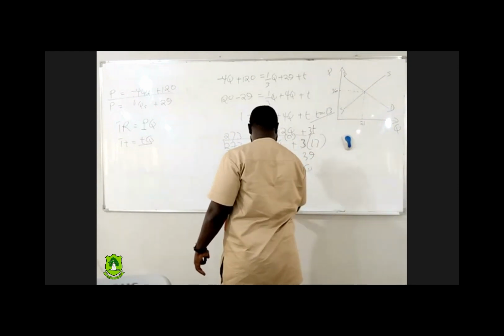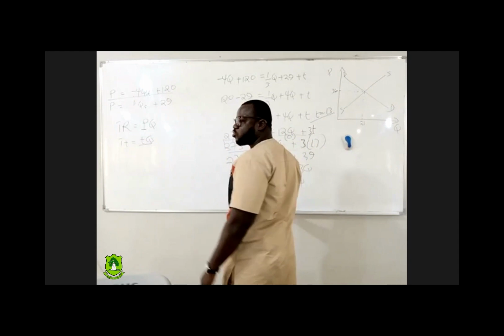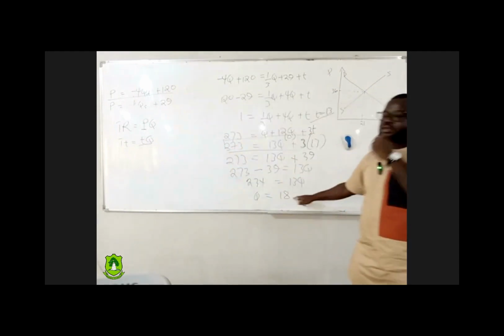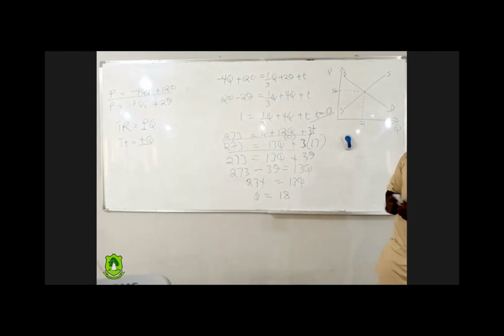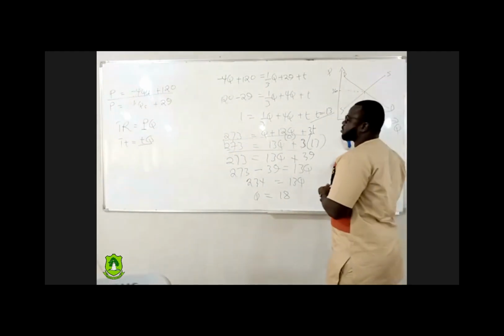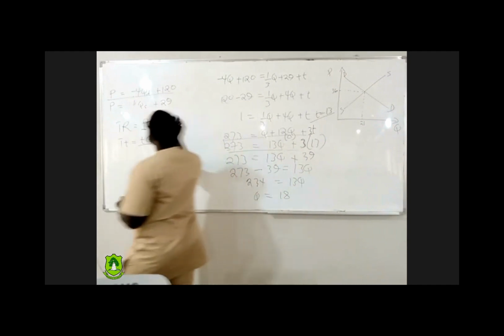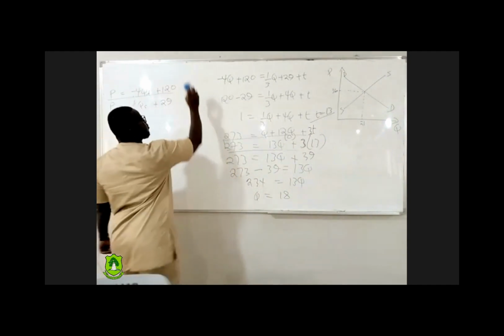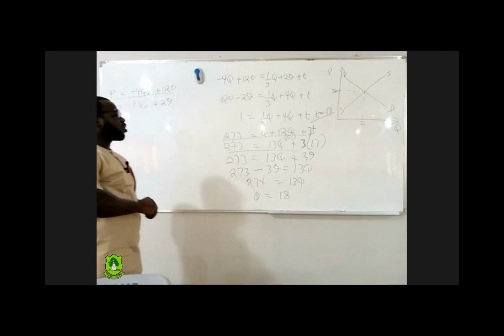So Q will be equal to what? Q is equal to 18. So our quantity is 18. So what will be the price?